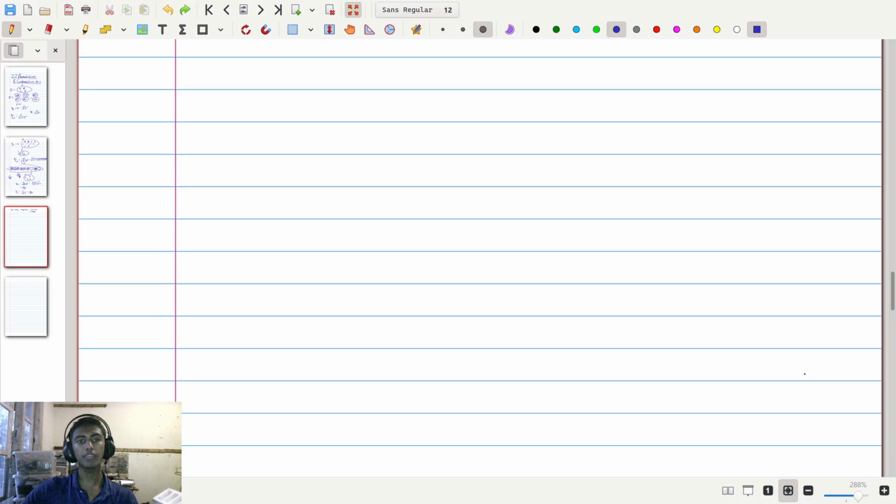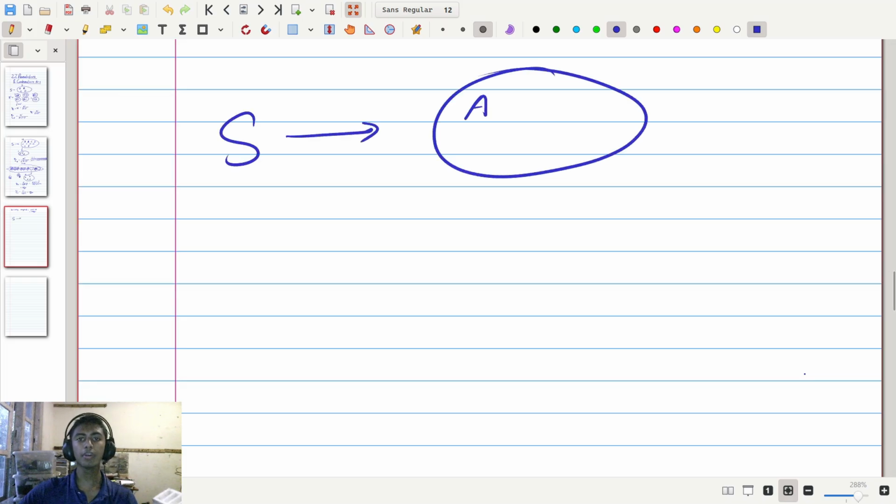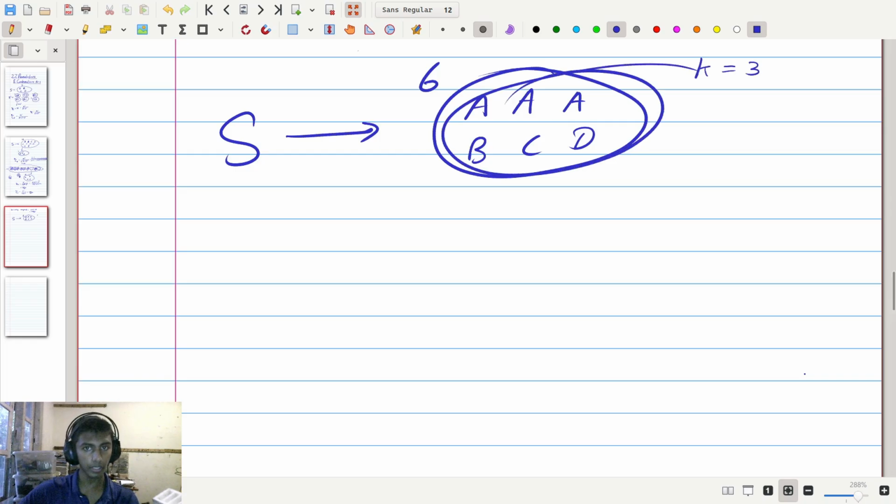For an example of this, let's suppose the set S is the set that has the elements A, A, A, B, C and D. So we can see here we have 6 total elements within this set, but 3 of these elements, the A's, are all the same thing. So here we have 3 duplicates. I'm going to call the number of duplicates K for now. I'm going to keep it on the side. I'm going to write K equals 3 for this particular situation. So if we are asked to find the total number of permutations of this set, how do we do it?